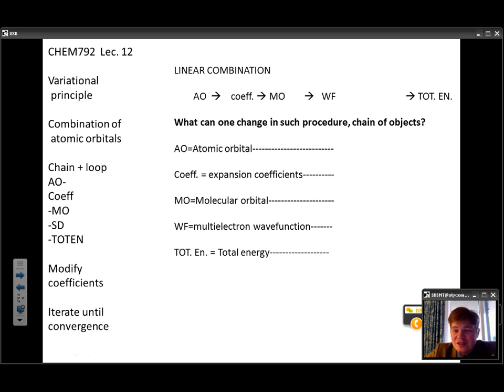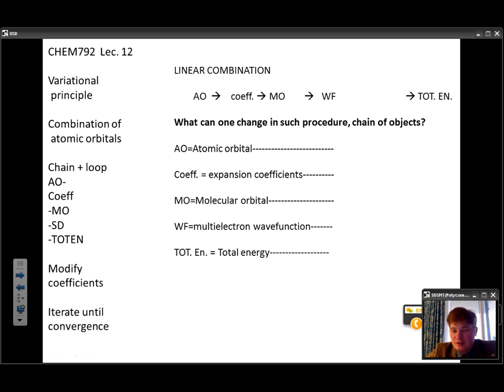Can we change expansion coefficients? Switch on the microphone if you want to speak. So, do you think we can change expansion coefficients? Probably yes. Okay. So, if we change expansion coefficients, then we automatically change molecular orbitals. Very good. Then, for the wave function, we are not changing it ourselves because the procedure of how to construct the wave function is already determined.